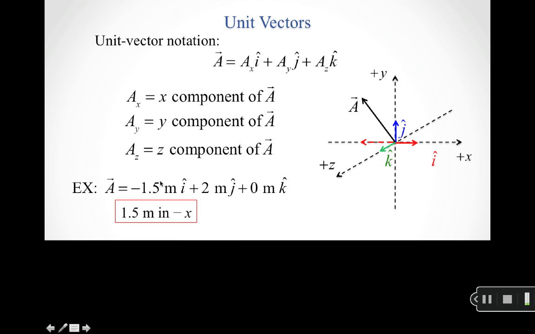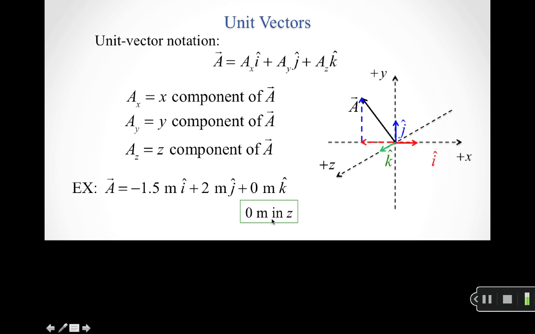So you can think of it as how far I have to go, and then the sign and the unit vector tell you in what direction. This piece in my unit vector notation tells me I need to go 1.5 meters in the negative x direction. My middle piece tells me I need to go 2 meters in, again, positive y. The positive j hat tells me this is in the positive y direction, and again, there's 2 meters in the positive y.